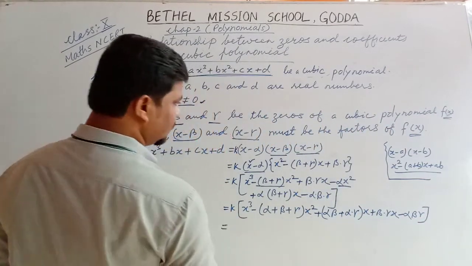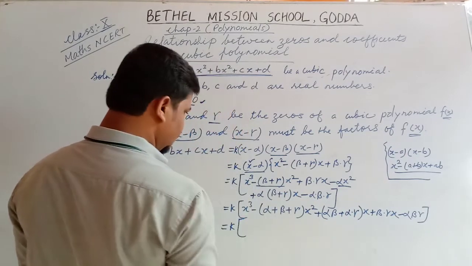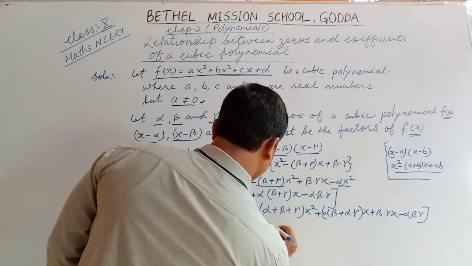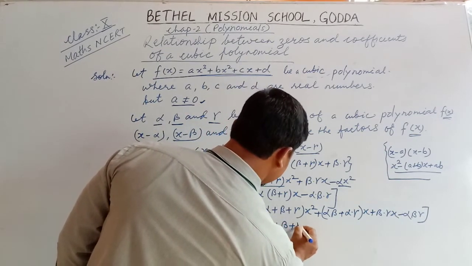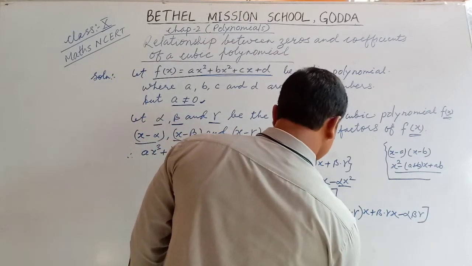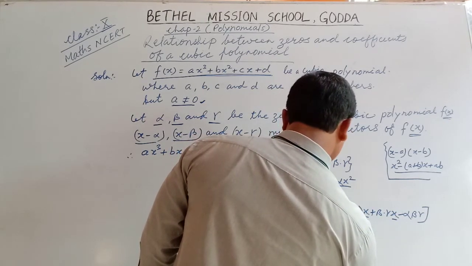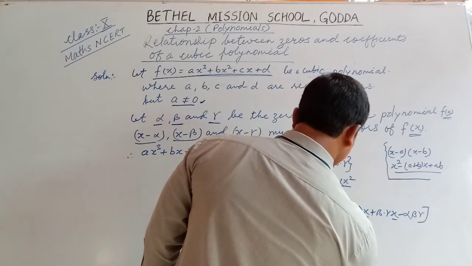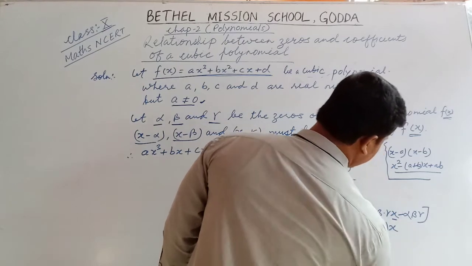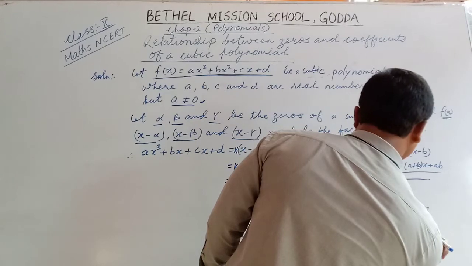Now k into x cube minus alpha plus beta plus gamma x square, and here plus x, and x we will take common, then alpha into beta plus beta into gamma plus alpha into gamma, common x, minus alpha beta gamma.